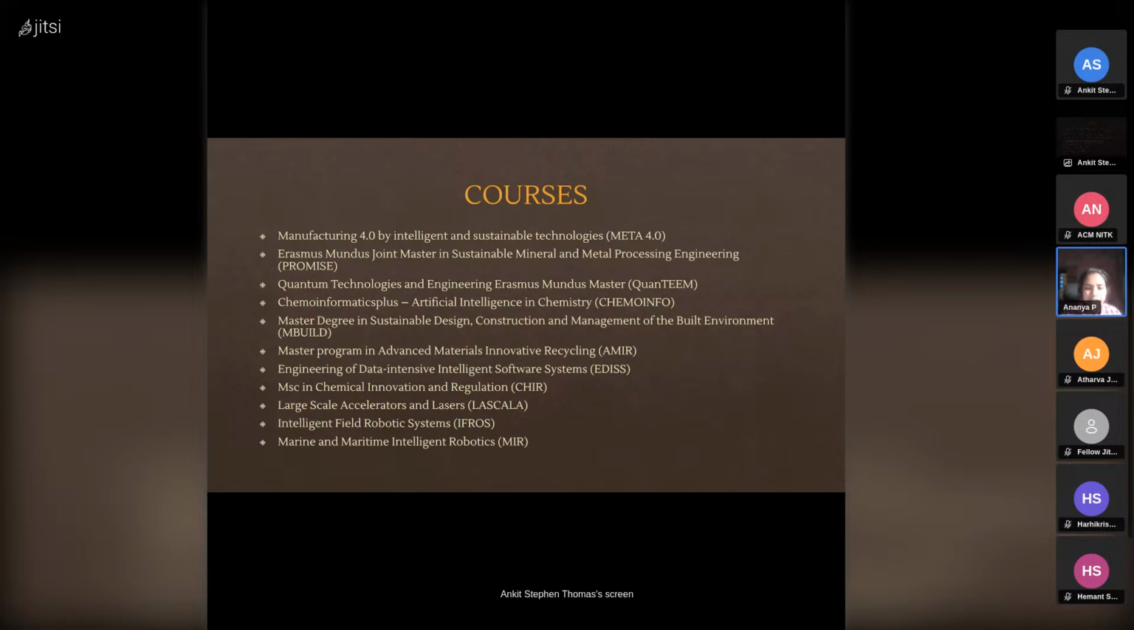For those interested in robotics, you can go for intelligent field robotic systems, marine and maritime intelligent robotics. And those interested in civil, there's also a program for sustainable design, construction, and management. So there are various programs in this course, and these are only the engineering courses that I have mentioned. There are many more courses related to law, business, entrepreneurship, humanities, history, languages.